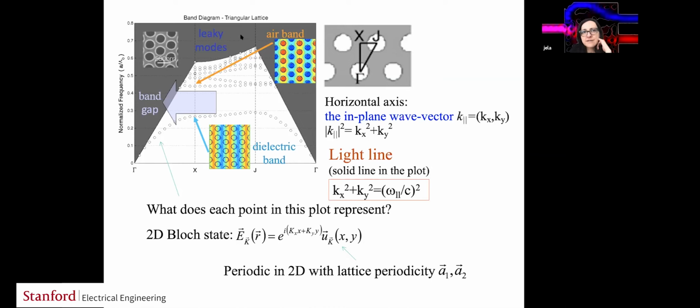And then anything that's incident on the structure from free space would have to be on the light line or outside of it. Every point in this band diagram is a two-dimensional Bloch state that would look like this. And these kx and ky in the Bloch state would be whatever you read from here. So now going back to this particular X point of the band diagram, you remember what the X point was? kx was 0, ky was 2 pi over root 3 a, right?